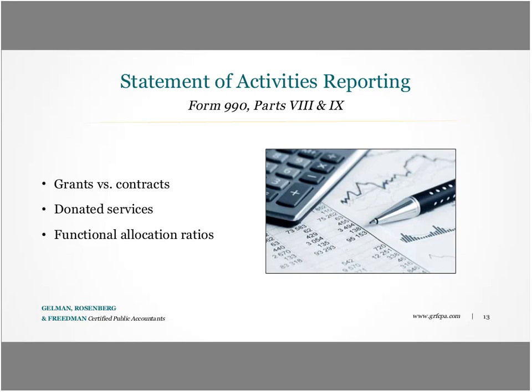So, for example, the compensation of officers has its own line. Benefits are broken out into pension and other benefits and payroll taxes. Consultants have 4 or 5 categories. They have legal, accounting, lobbying, professional fundraisers.